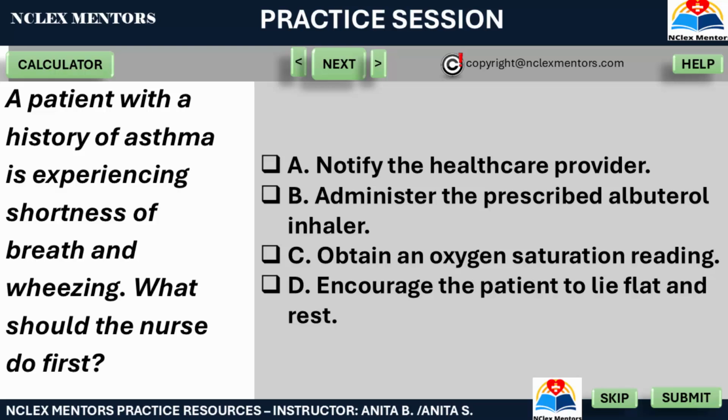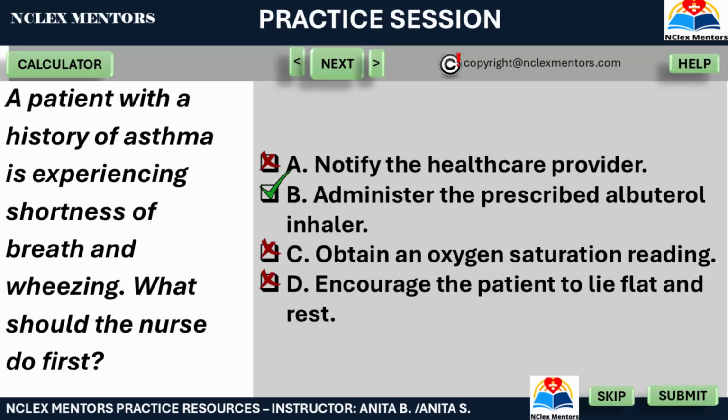A patient with a history of asthma is experiencing shortness of breath and wheezing. What should the nurse do first? The options given to you on the screen are: A. Notify the healthcare provider. B. Administer the prescribed albuterol inhaler. C. Obtain an oxygen saturation reading. D. Encourage the patient to lie flat and rest.